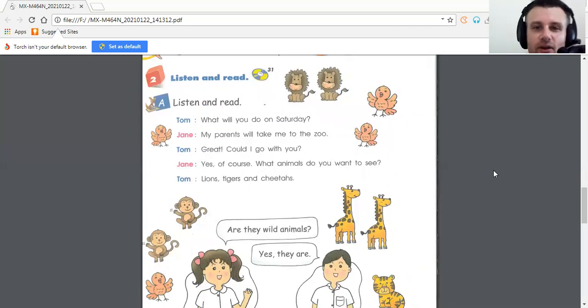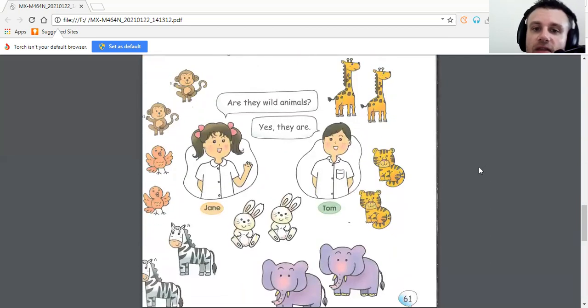Okay, that's the last page. I will read the sentence, you repeat after me. What will you do on Saturday? My parents will take me to the zoo. Zoo, huh? Great. Could I go with you? Yes, of course. What animals do you want to see? Lions, tigers, and cheetahs. Are they wild animals? Yes, they are. Obviously, of course, those are not sea animals. I think you agree with that.